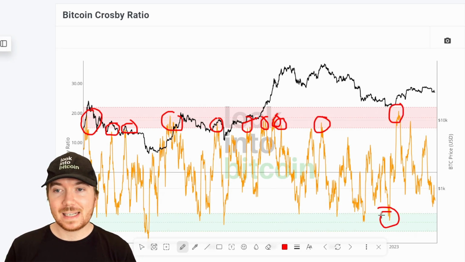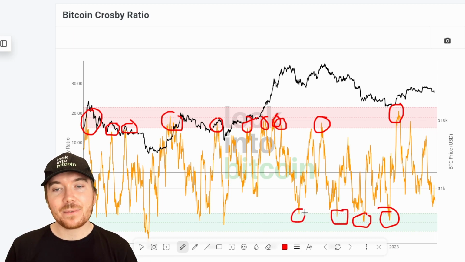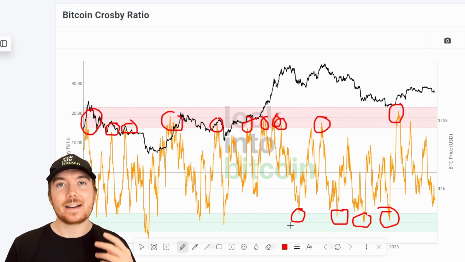And the same is true for the downside. After each capitulation event, after each stark decrease, we dropped into this buy area, and in every single circumstance, at least had a notable rebound.